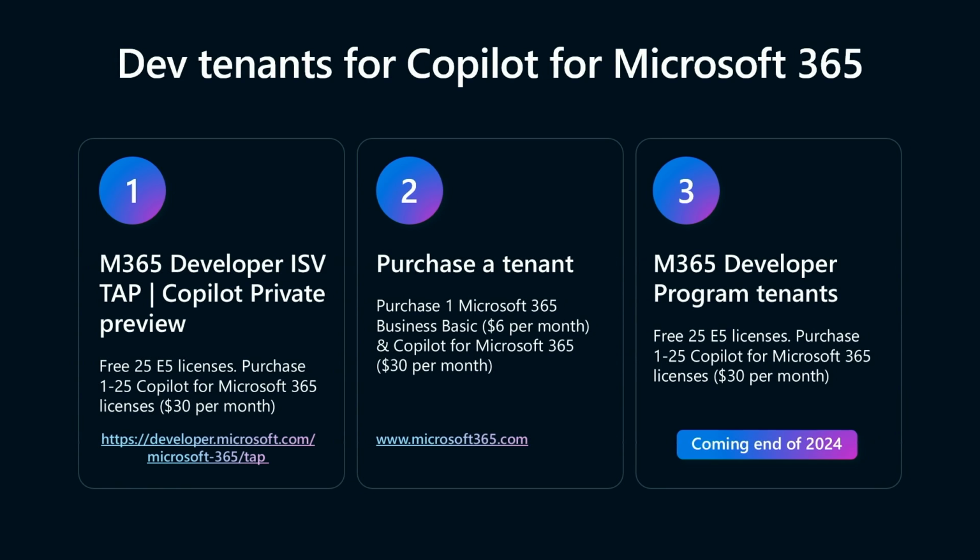If you're not an ISV, a software company, you can go directly to Microsoft365.com, and you can purchase a business basic plan and Copilot for Microsoft 365 for 1 user, and that will get you off to the races building on top of Copilot for now. And then by the end of the year, we will be announcing that if you have used the M365 developer program, you will be able to essentially take your tenant and purchase Copilot for Microsoft 365 on top.